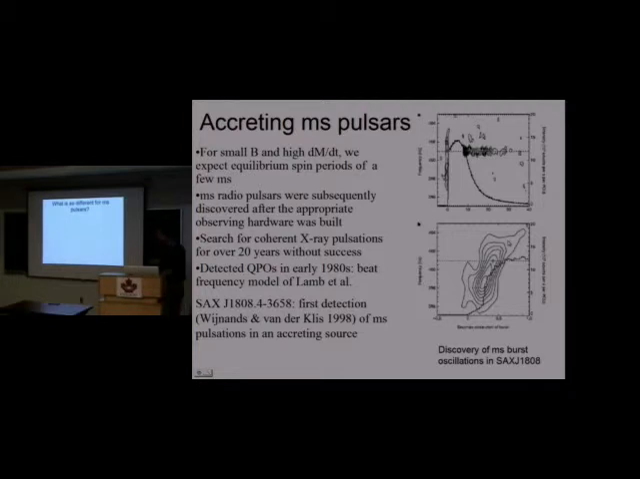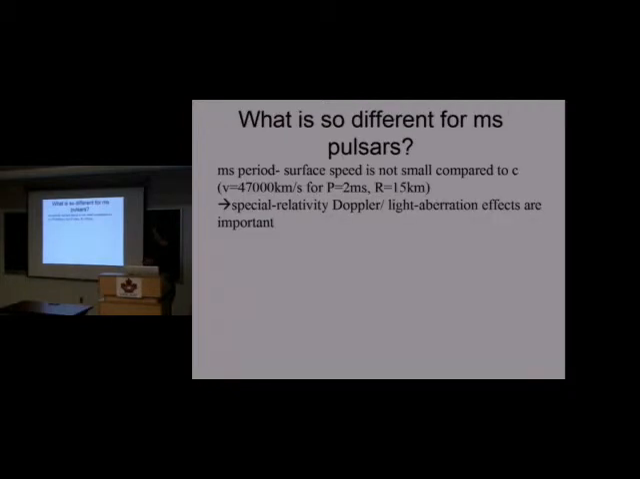Millisecond pulsars were hard to discover, but once we have them, we could work with them and see what we could learn about neutron stars. So the surface velocities turn out to be a fairly good fraction of the speed of light. So there are about 8 millisecond pulsars, anywhere from 200 hertz to 600 hertz rotation frequency. So this would be 500 hertz.